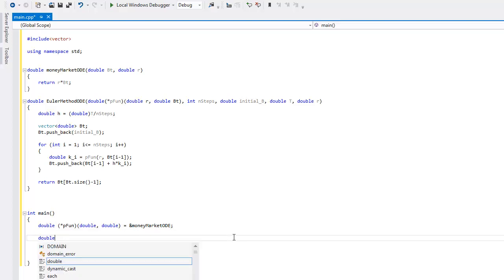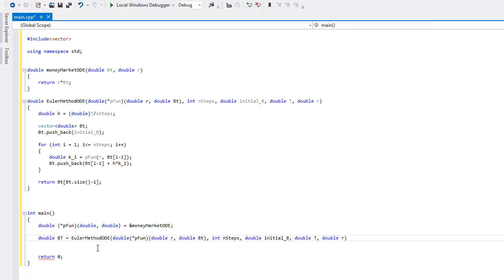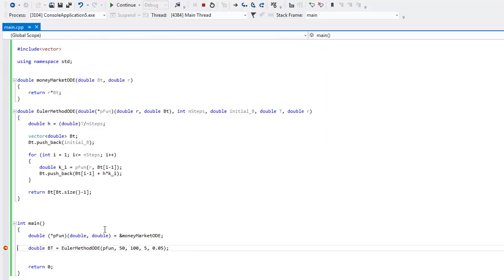Okay, and then we run double bt is equal to, and here we just pass pfun, and steps will be say 100 or say 50. Initial value of the account will be $100. The account is for 5 years and the risk-free rate is 0.05. Okay, and let's see what happens, if it works or not. So we step into the function. What is h? 0.1. And let's see what this guy holds.